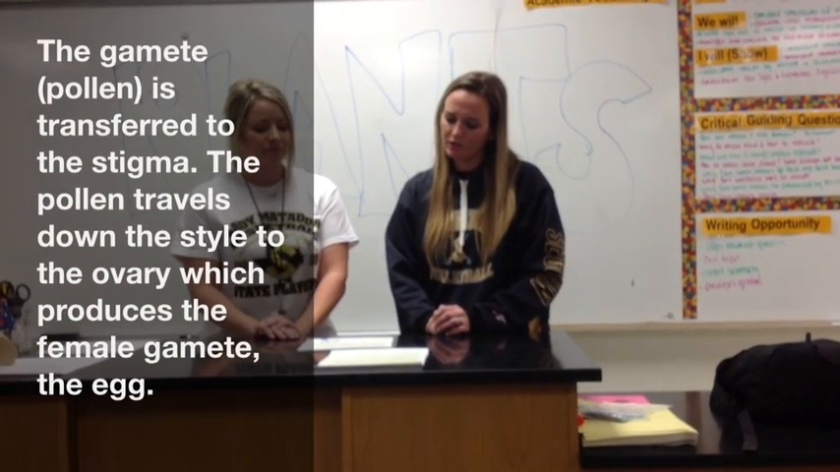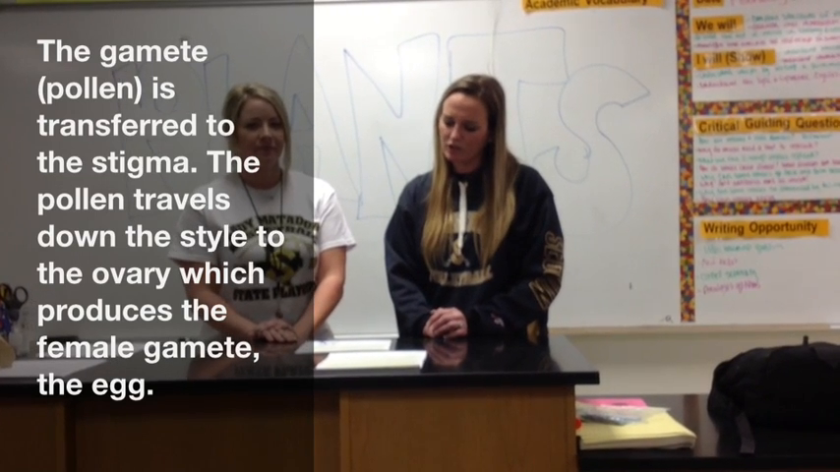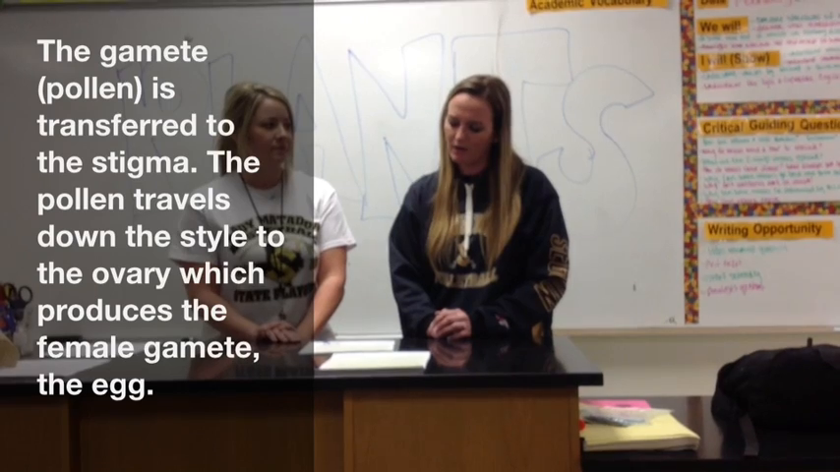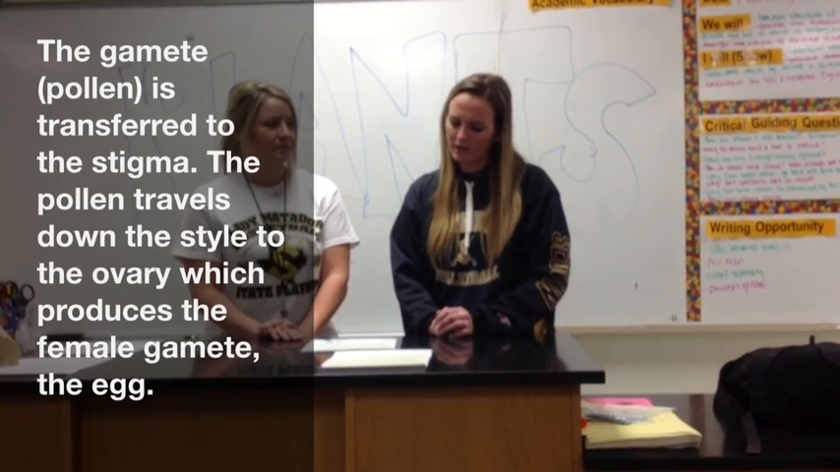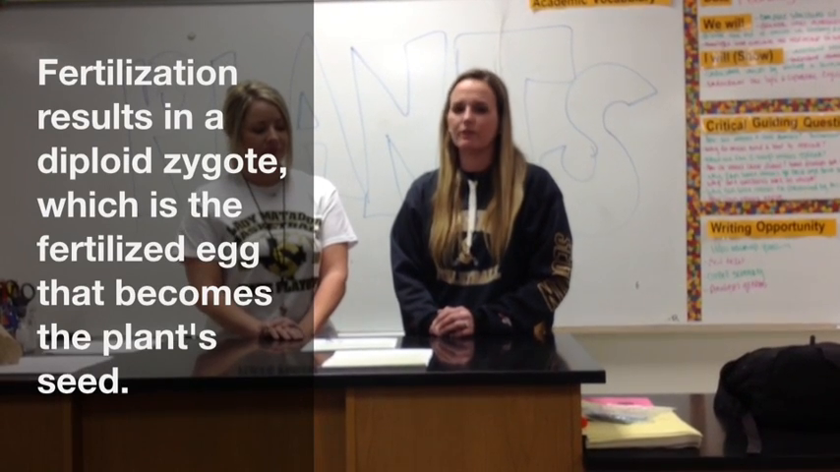This gamete is then transferred to the stigma and pollination takes place. The stigma is the structure that receives the pollen and transfers it down the style to the female gamete. That female gamete of the plant is produced in the ovary. Fertilization results in the diploid zygote, which is the fancy term for a fertilized egg.